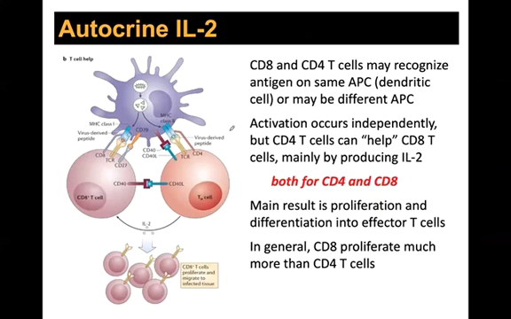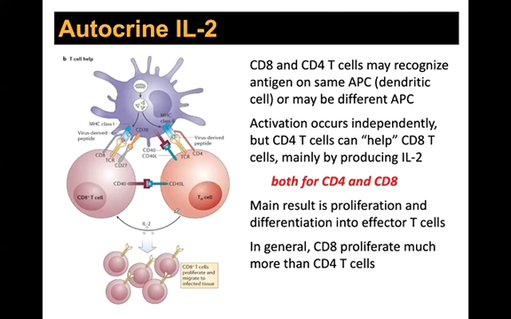Okay, so when you're thinking about initial steps in T cell activation, you have CD4 and CD8 T cells, and they are recognizing different MHC and different peptides. And so they may recognize the antigen on the same APC, or it may be different APCs, okay? And this activation occurs independently, but the main help from CD4 T cells to CD8 T cells is production of IL-2. Now there are other signals like CD40 ligand, which is again used to activate T cells, but it's mainly the production of IL-2, okay? That allows the CD8 T cells to keep going.